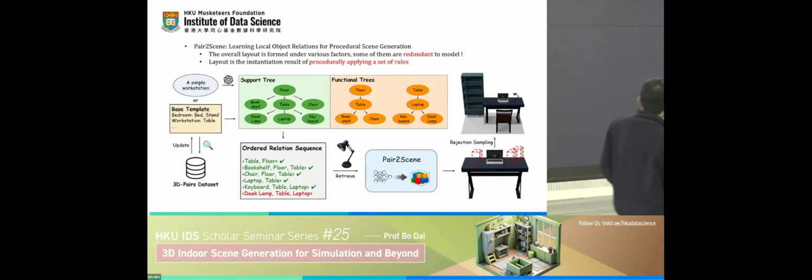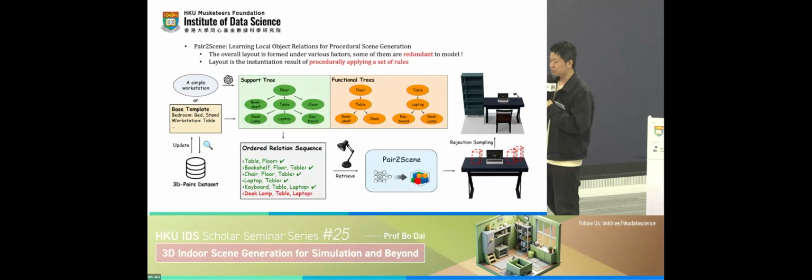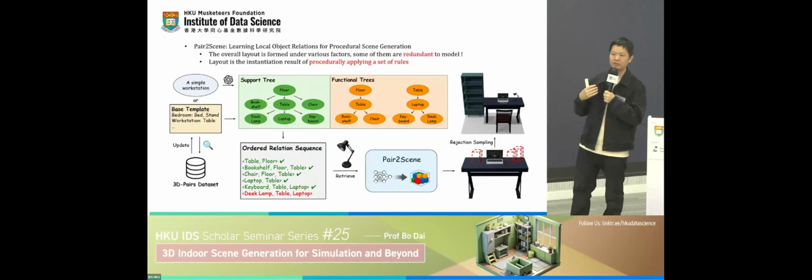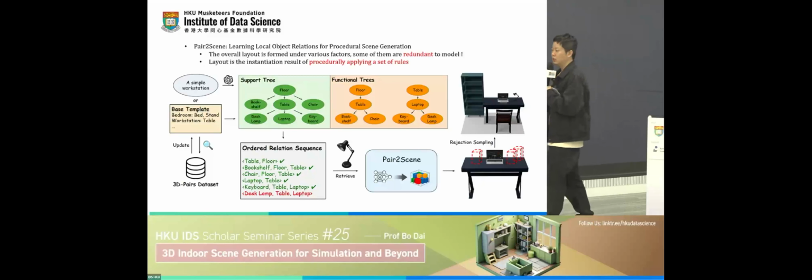So it's divided into two steps. If we assume we already have those rules, we can then find a way to apply those rules recursively. In other words, we add those assets one by one according to different rules. And the second task is how to extract those rules automatically from the training set.